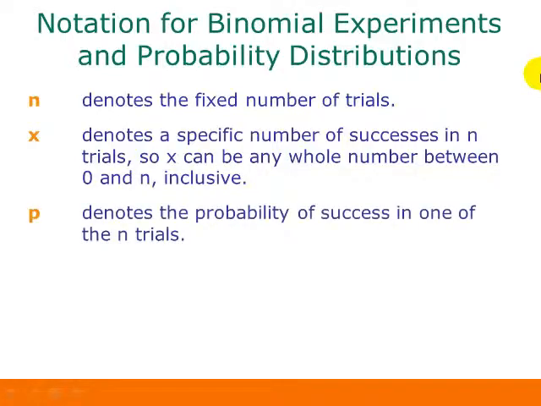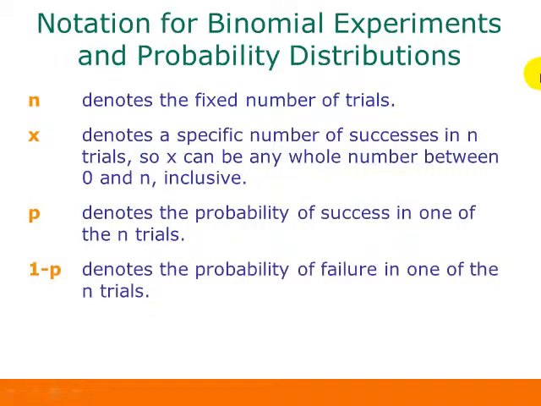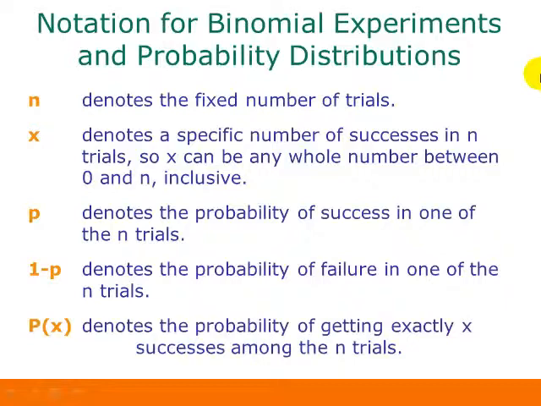A small p is the probability of success in any one of the n trials. So since success and failure are complements of each other, if p is the probability of success, then 1 minus p is going to be the probability of failure. And finally, uppercase P of x gives us the probability of getting exactly x successes among the n trials.